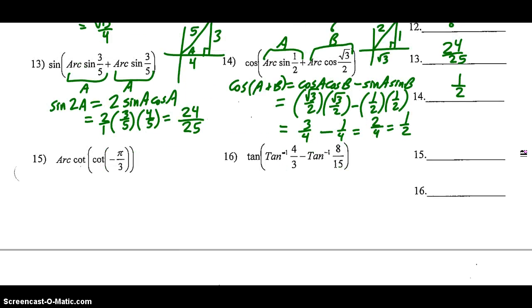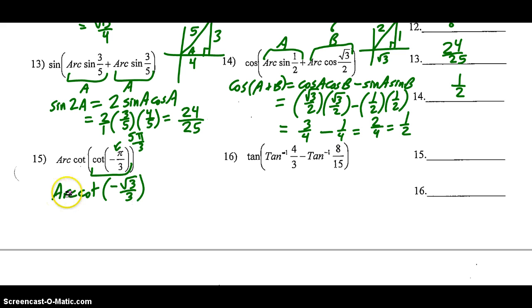Alright, a couple more. Arc cotangent of cotangent of negative pi over 3. Notice this one is different than all the others we've done so far. This time the innermost part is just straight up cotangent of negative pi over 3. Okay, I can look that up on my table, in fact. Cotangent of negative pi over 3. Negative pi over 3, by the way, is coterminal with 5 pi over 3. So look up cotangent of 5 pi over 3, and you see that it is negative radical 3 over 3. So we're looking at the arc cotangent of negative radical 3 over 3.